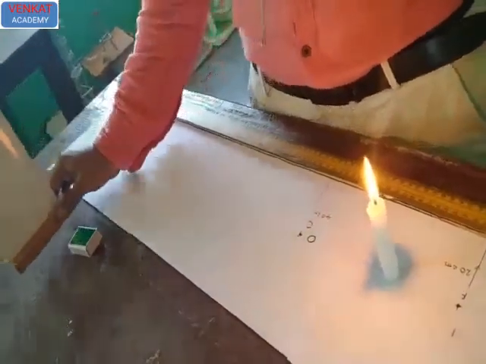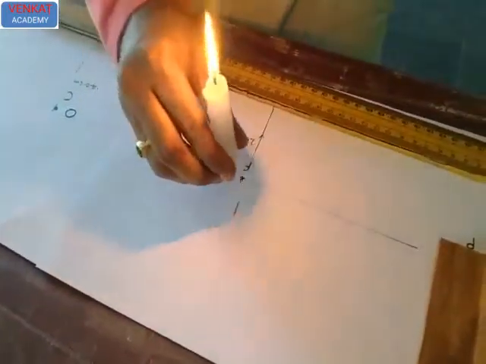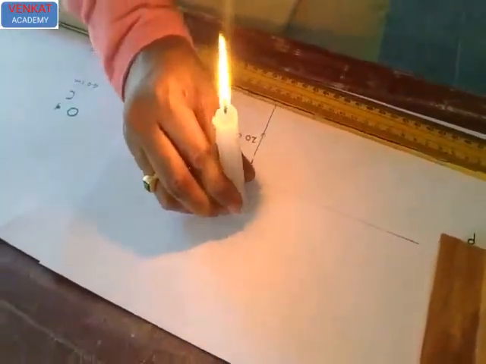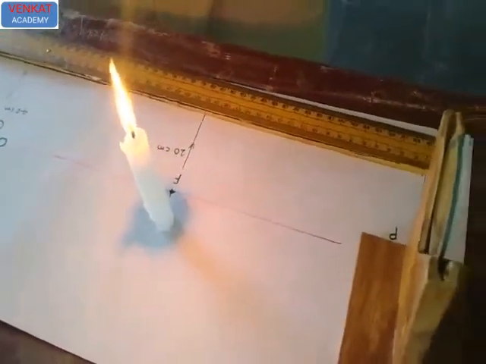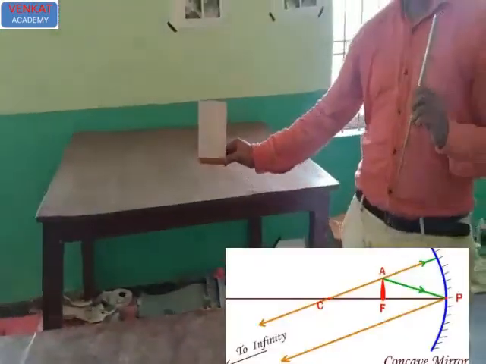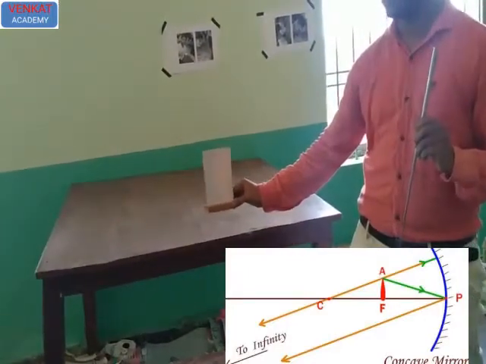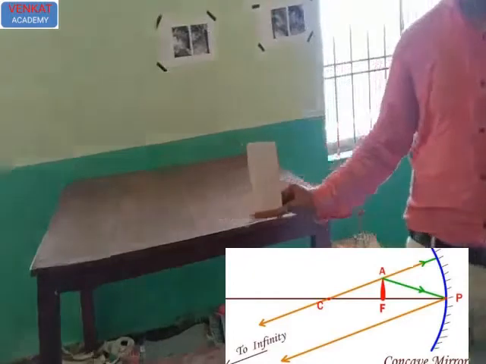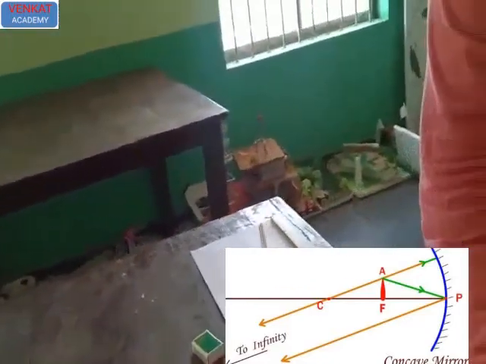Next, what is case 5? Case 5 means the object is on focus. Object at focus. So what about the image? You have to observe here, you have to move to the back side. At a certain place a very big size image will be formed. I will show that big image on the wall. Yes, see here.